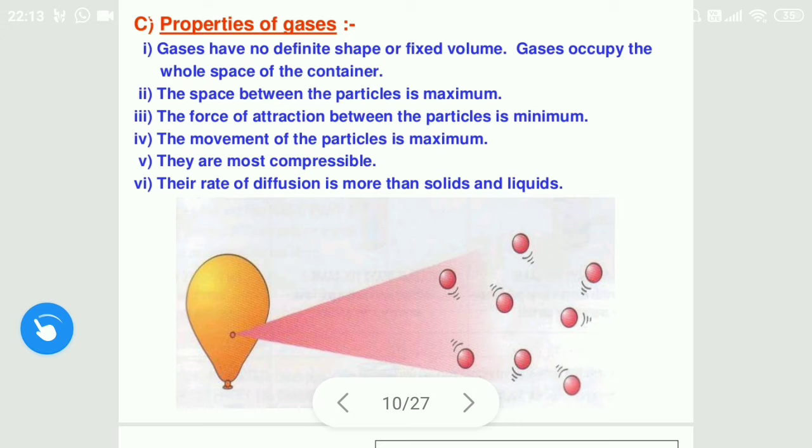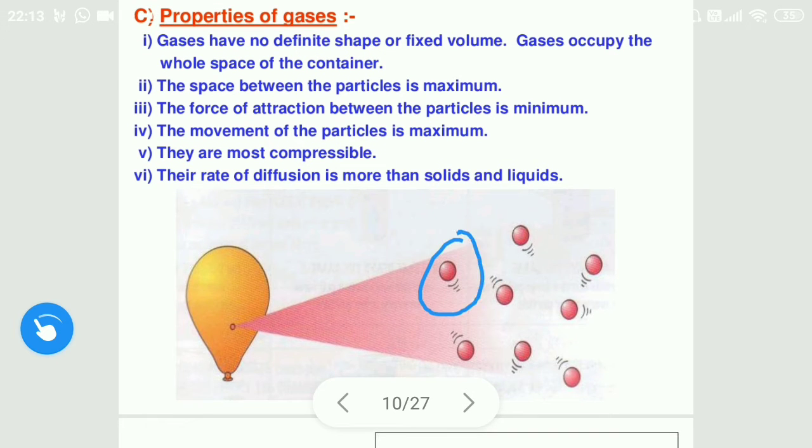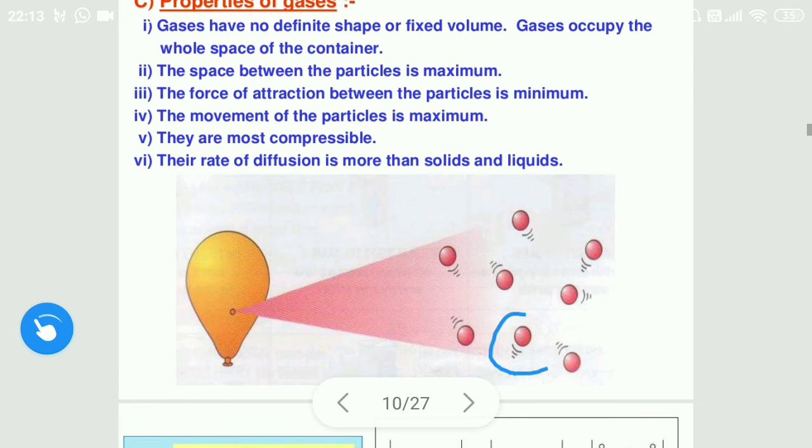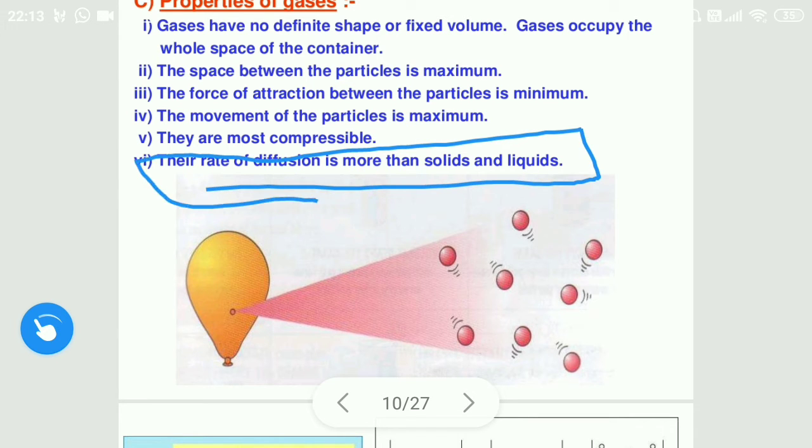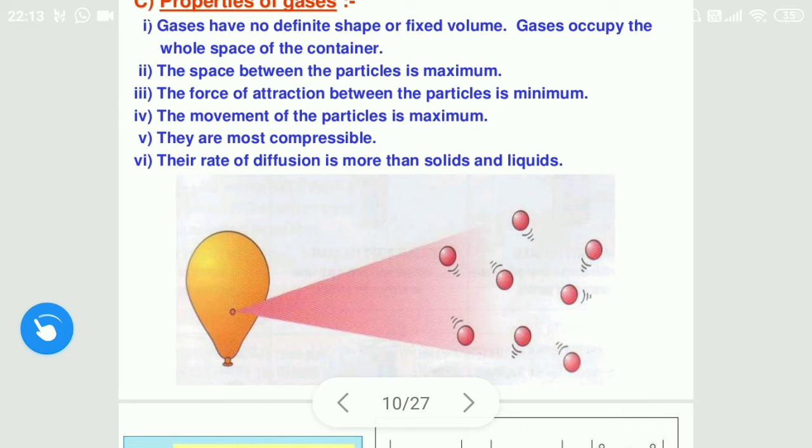Space between the particles is maximum, hence gaseous particles have more space between them. Their movement is maximum, hence gas particles move rapidly and fast. They are compressible, hence it is easy to compress gas. Their rate of diffusion is more than solids and liquids.